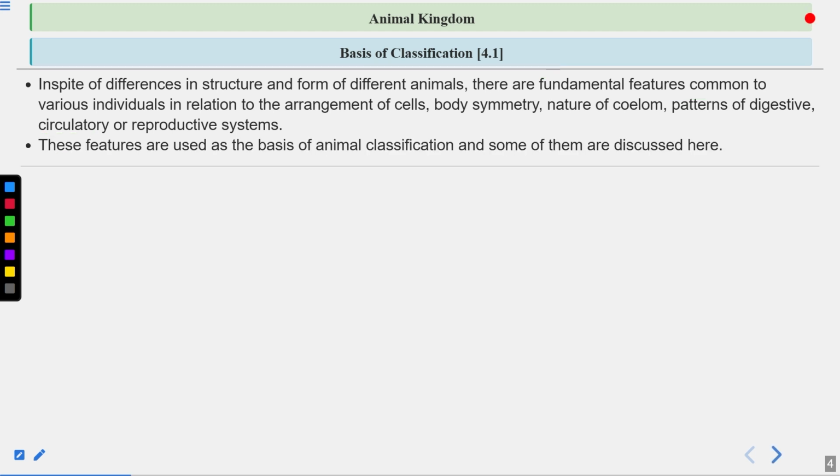So these features are used as the basis of animal classification. This becomes the base of animal classification. Suppose you get any animal and you want to know what the name of this animal is and how you know about it. Whatever features you see in that organism, you will note down, you will write it, right? So that will be the fundamental features of this particular animal, right? So here, first of all, we will study the fundamental features that become the basis of animal classification.